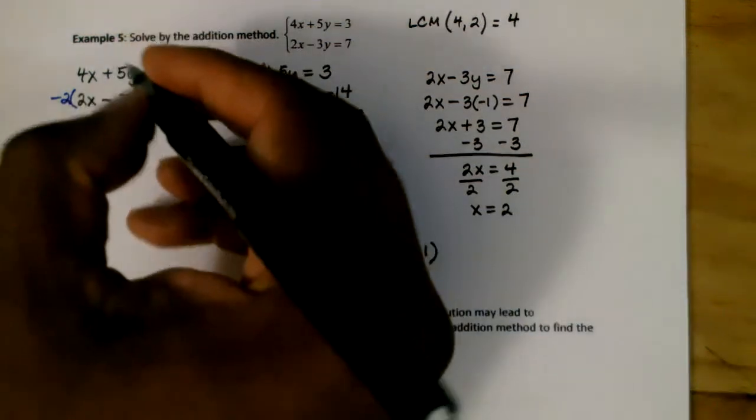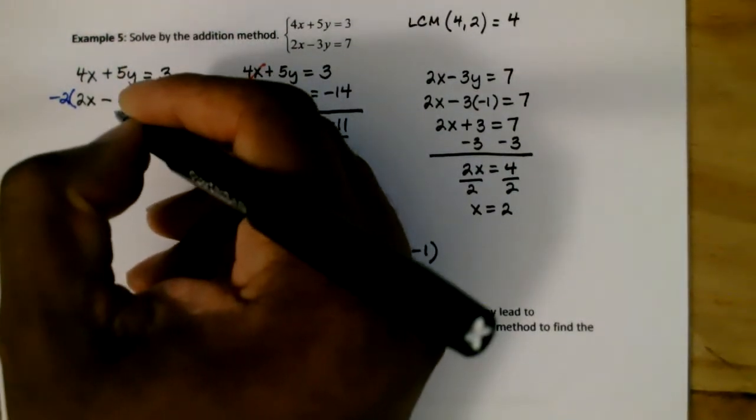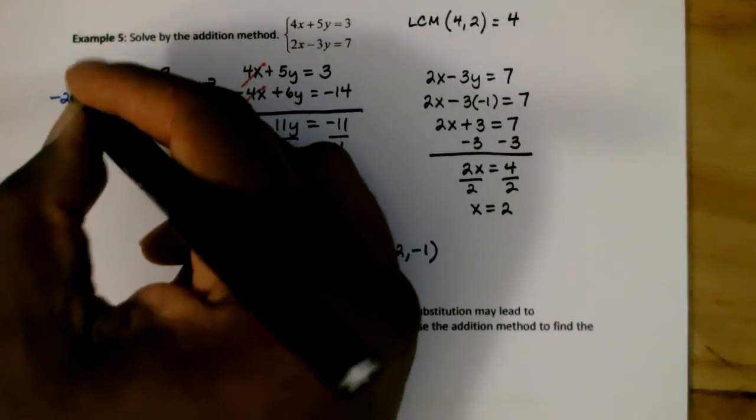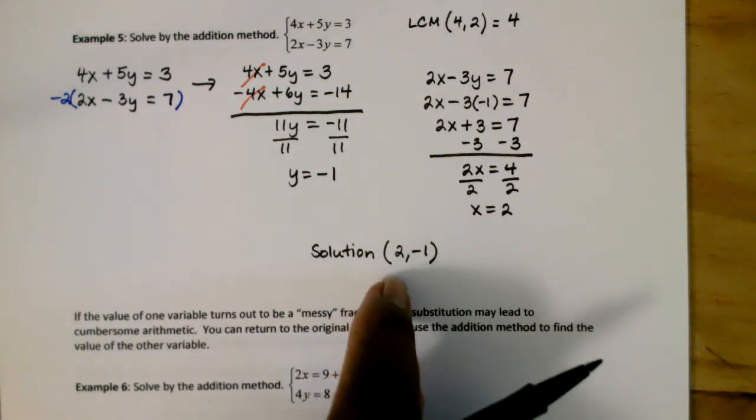Now, let me mention this. Had I tried to eliminate the y, since I have a plus and a minus here, I would have to multiply the top equation by 3 and the bottom equation by 5. But I'll still come up with the same solution here.